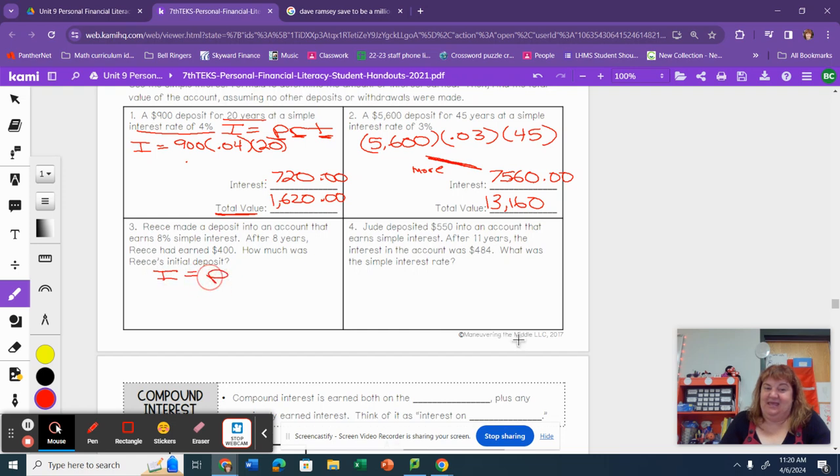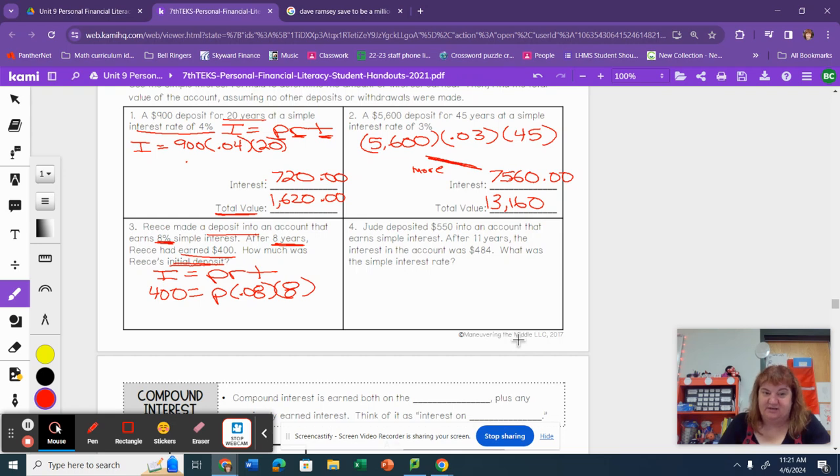Interest equals PRT. We've got to fill in what we know. Reese made a deposit. We don't know what the deposit is. See, we don't know the initial deposit, P. The rate is right here, 0.08. And the time was 8 years. And she earned 400 in interest. That was a sneaky one, huh? 400 in interest. Okay.